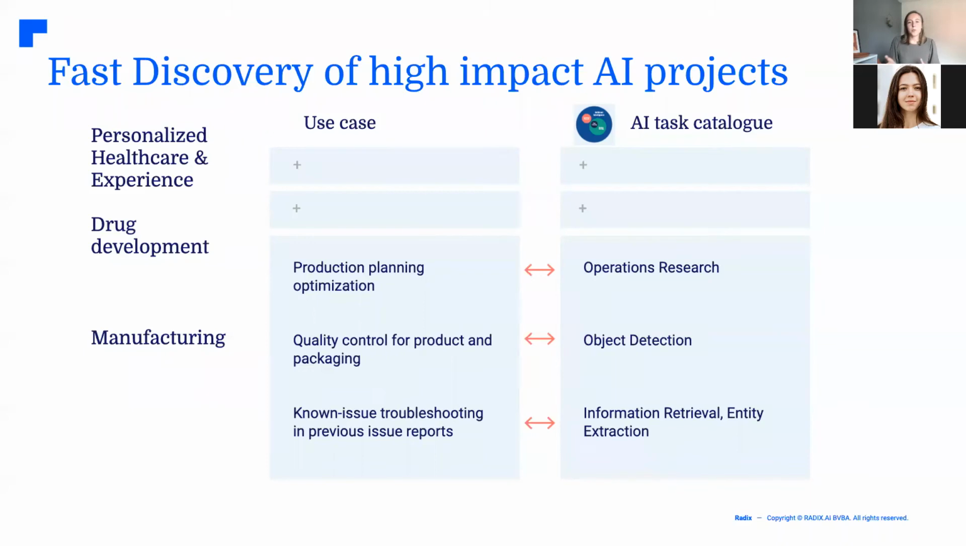So if we see a problem with a certain machine, we know that this issue has occurred in the past, but we don't know how to solve this. By using information retrieval, we could look at past reports, past error logs, and we will know faster what the problem is and what the solution would be.